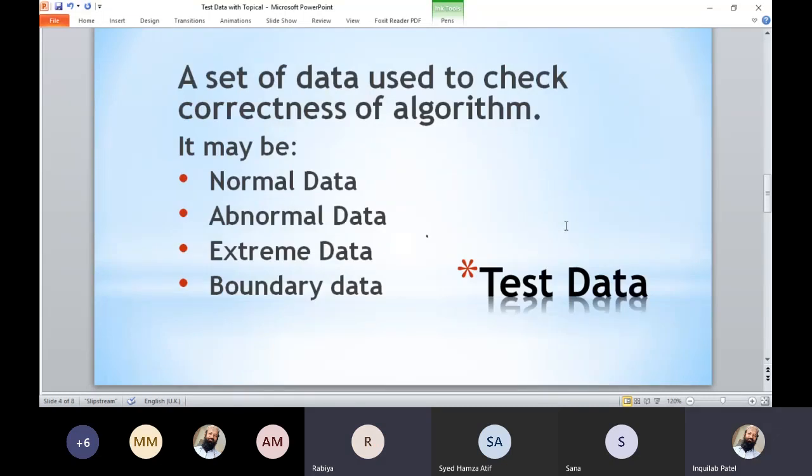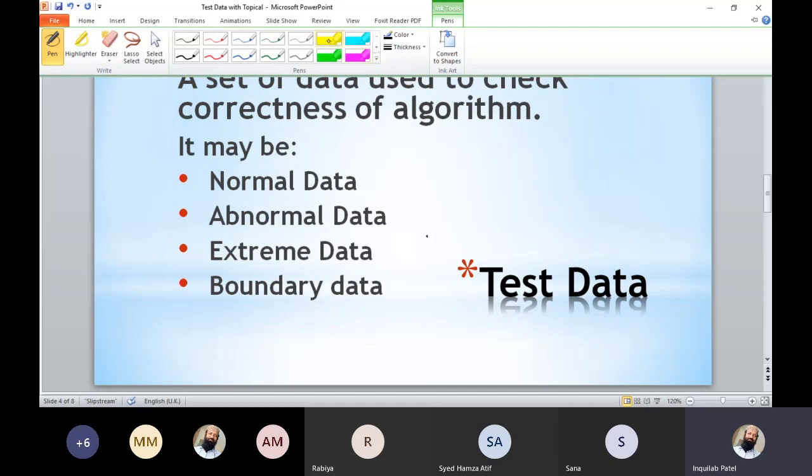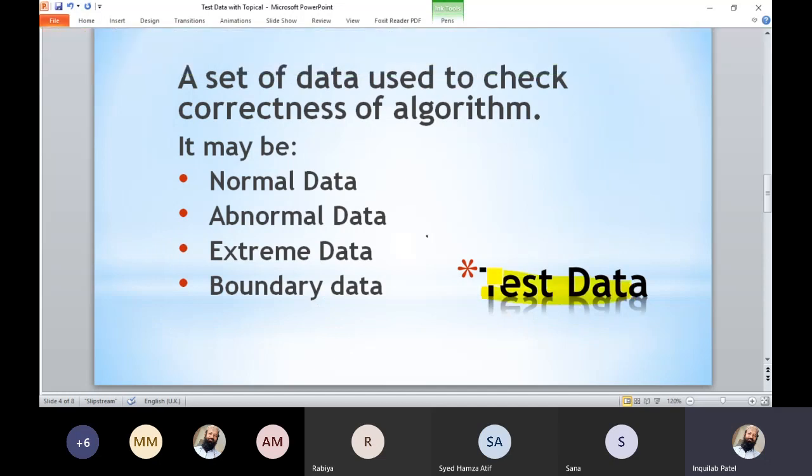Firstly, we must know that a set of data that is used to check an algorithm is known as test data. Test data is basically a data set which is used to check the correctness of your algorithm. We have four different types of test data: normal, abnormal, extreme, and boundary.